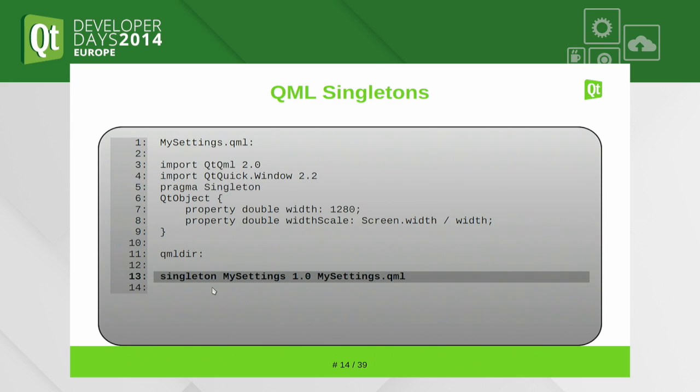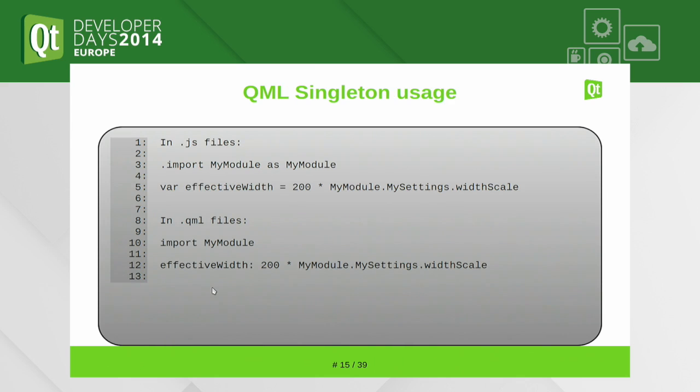So the way you can use those singletons then is in JavaScript or in other QML files. In JavaScript files, you can import them with this, for example. You can import mymodule. This is where the QML dir file lives as my module. And then you can access it via the module namespace. So mymodule.mySettings, that was the name of the singleton. It'll be created only one single time, and then we access the width scale property.